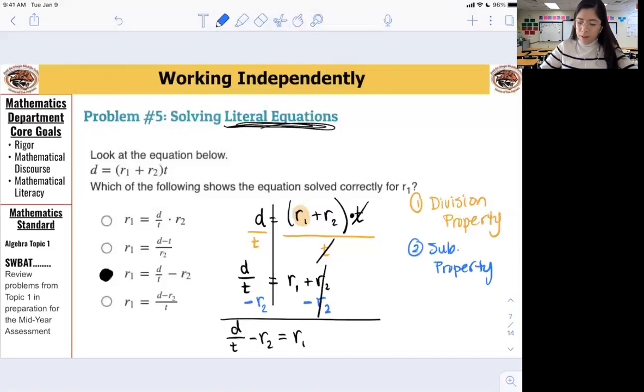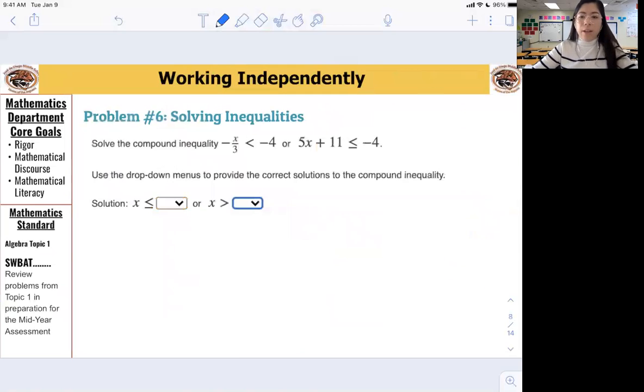Cool, cool. Number 6, we have an inequality. This is an OR inequality. So this was like a drop down. You just had to pick the correct numbers. So I couldn't take a good picture of it, so we're just going to write the answer. So I have negative x over 3 less than negative 4. I'll start with that one. I need to solve for x. What's in the way?